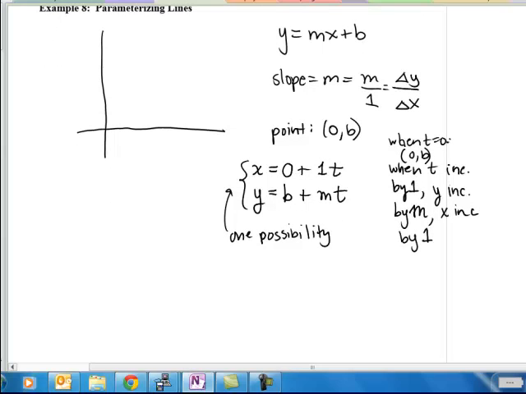So this is one possibility. But let's think about specifically maybe y equals 2/3 x plus 1. So we know that goes through 0, 1, and we know that the change in y over the change in x is 2 over 3. So we'd have this as one point, up 2 over 3. There's another point.